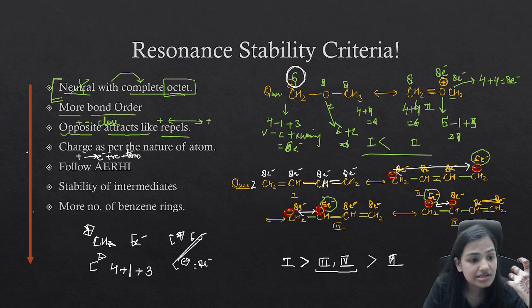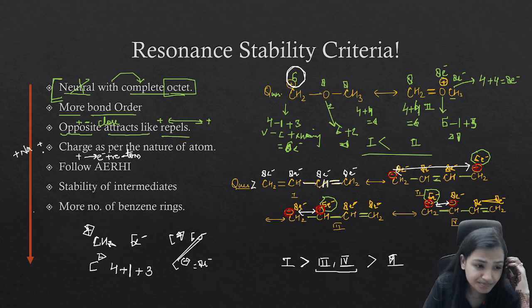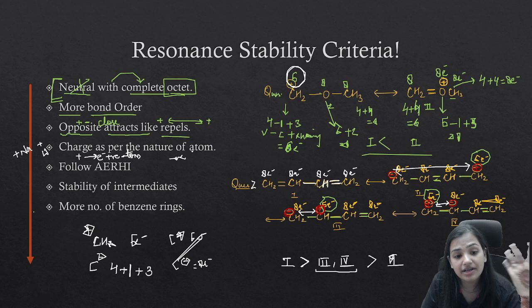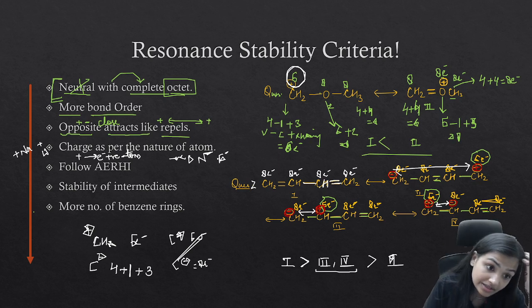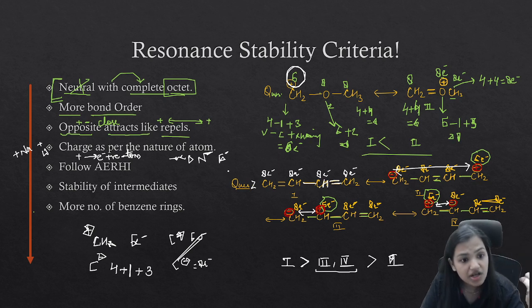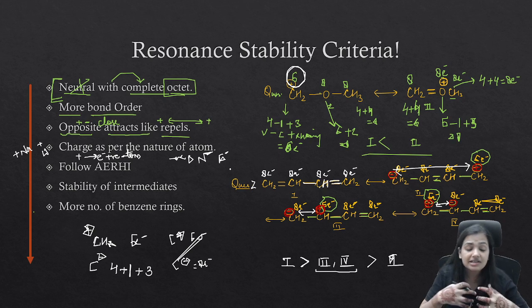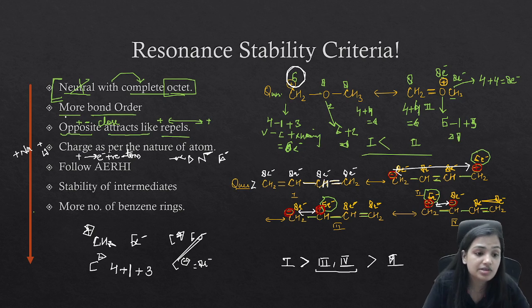Just like you can put a positive charge over Na, you can put a positive charge over lithium, any metal which is electropositive. And the negative charge has to be over the electronegative atom, just like over the oxygen, over the nitrogen we could have a negative charge, over the fluorine or chlorine, the electronegative atoms. So the charge must be as per the nature of the atom. If an atom is electronegative, it must carry a negative charge, and if an atom is electropositive, it must carry a positive charge. Okay, so this is the point.